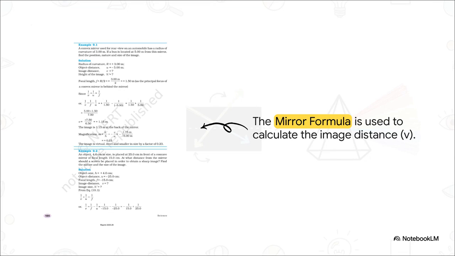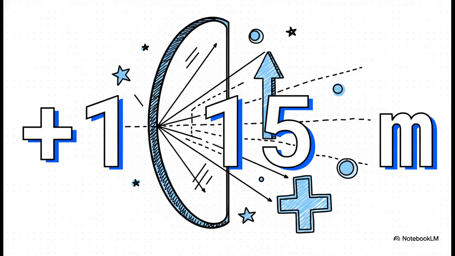All right, now for the fun part. We just take these values, with their signs, and plug them straight into our mirror formula. We know f and we know u, so we just need to do a little bit of algebra to solve for v. And boom, there's our answer. The image distance, v, is positive 1.15 meters.